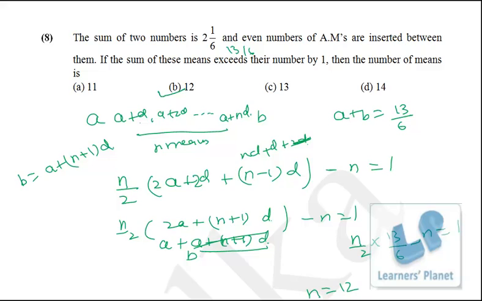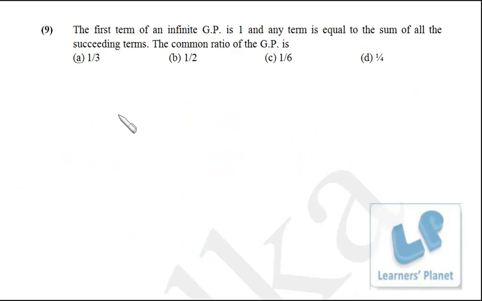I hope you are clear. Now this is an interesting question. The first term of an infinite GP is 1 and any term is equal to the sum of all succeeding terms. The common ratio of the GP is? First of all, let's write that GP.